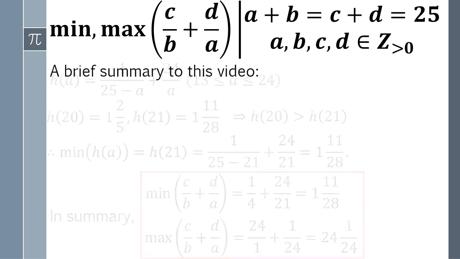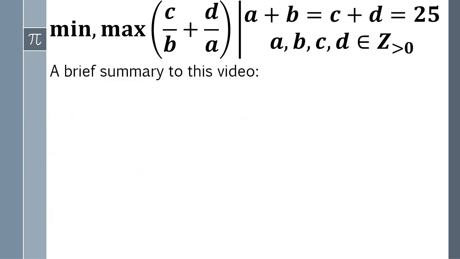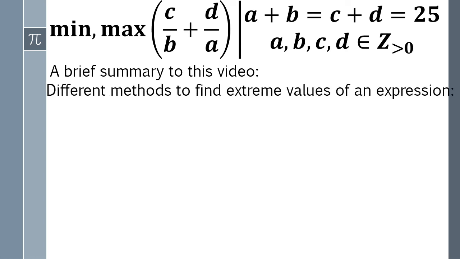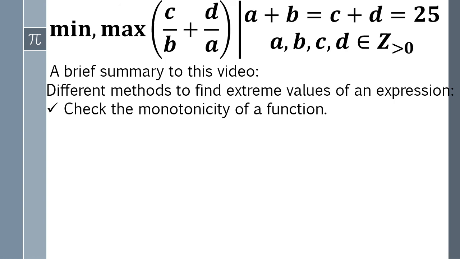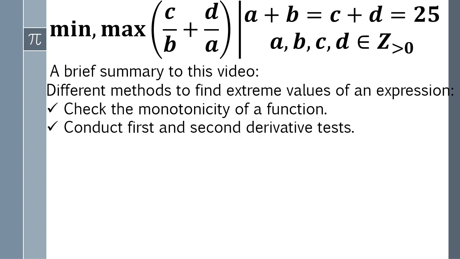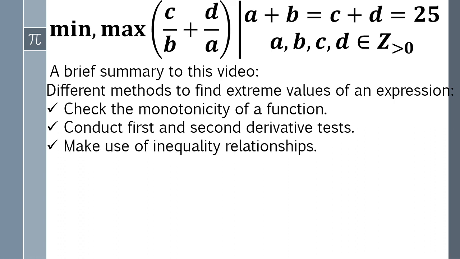And at the end of this video, I would like to put a brief summary here. So this video deals with looking for the minimum and maximum value of an expression. There are different methods to do that. First one, check the monotonicity of a function. Second, conduct first and second derivative tests. And third, make use of inequality relationships.